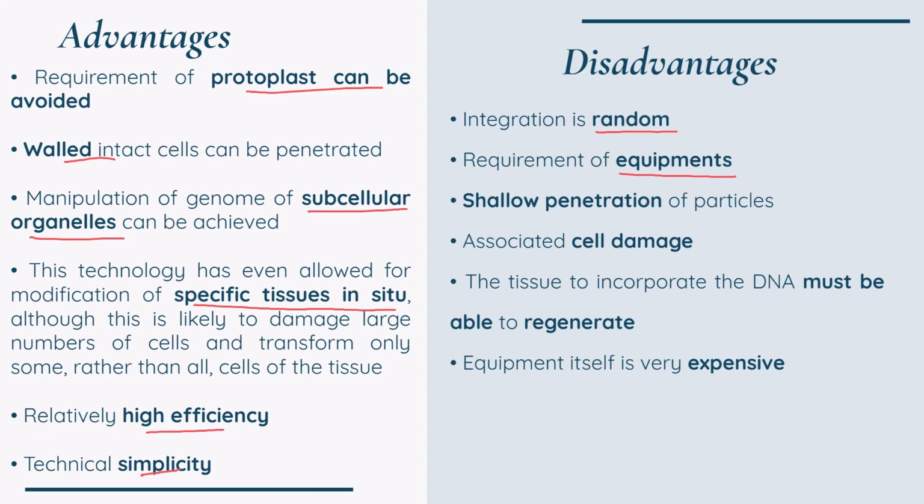The equipment is much required. Then shallow penetration of particles may occur. Then cell damage can also occur, and the DNA must be able to incorporate into the tissue. The tissue must be able to regenerate, because when we shoot, many holes will be created on the cell surface, right? So these cell surface holes must be able to regenerate and heal themselves. Then the equipment itself is a little expensive. So these are the disadvantages.